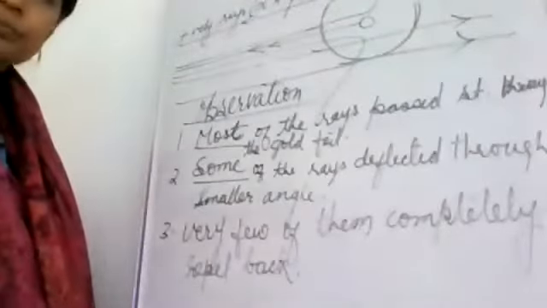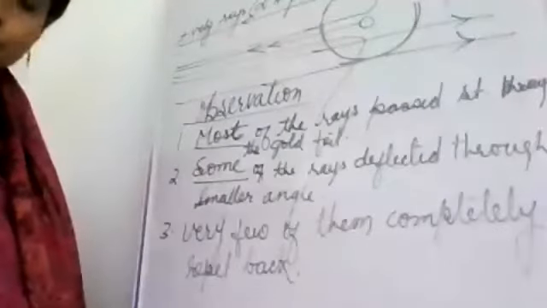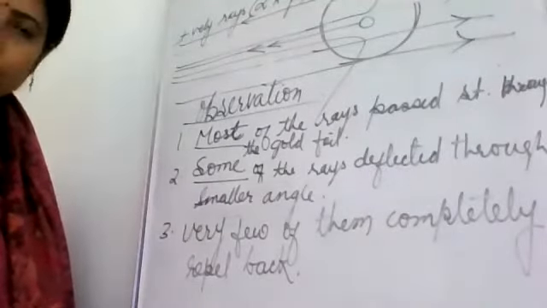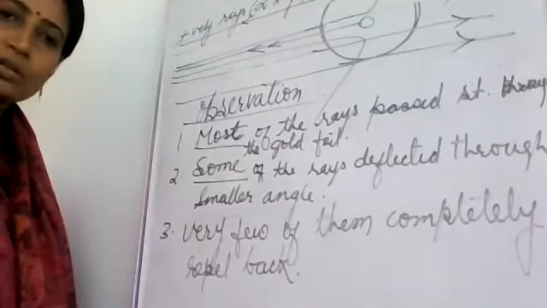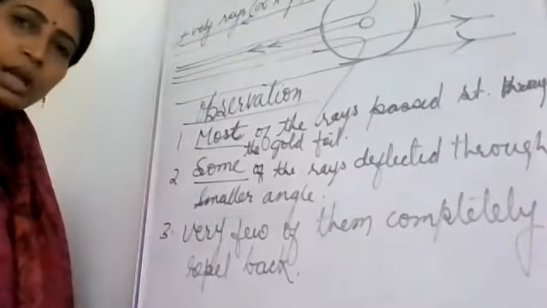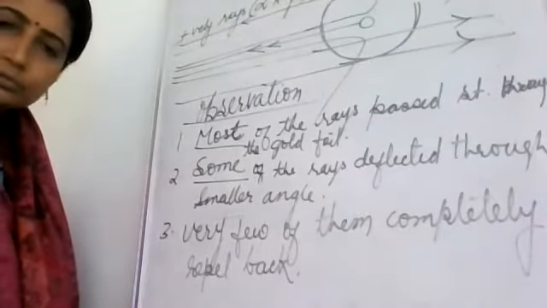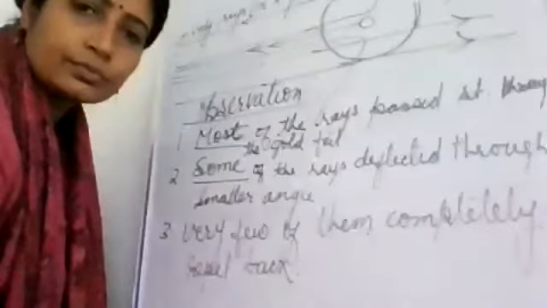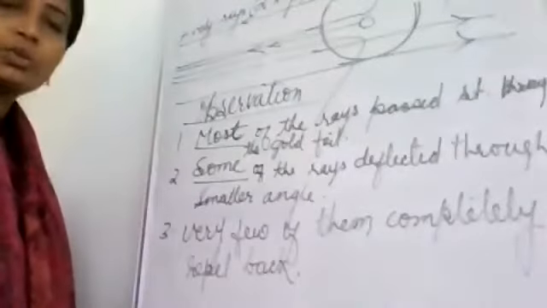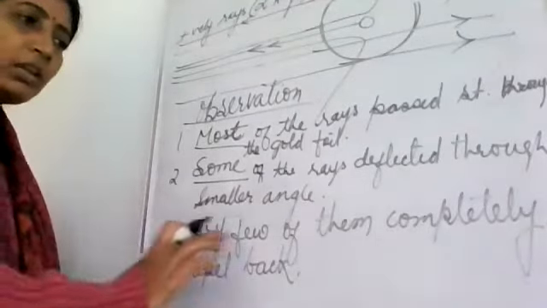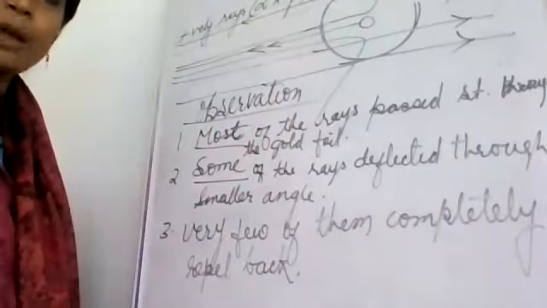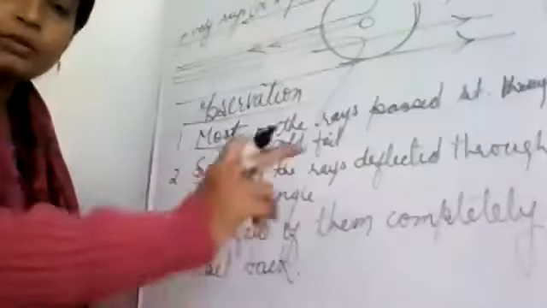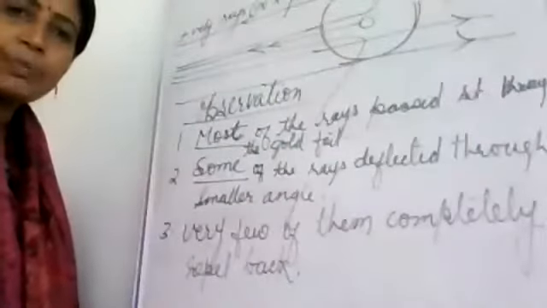Most of the rays passed straight through the gold. Very few of them passed completely straight. Second observation क्या था? Some of the rays deflected through a smaller angle. And very few of them completely repelled back.